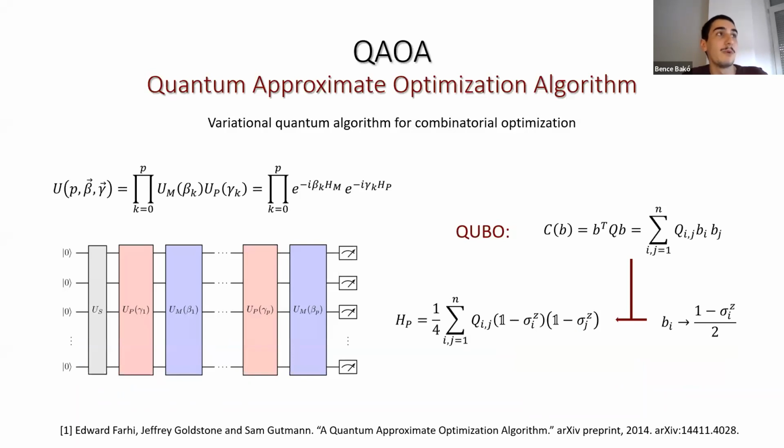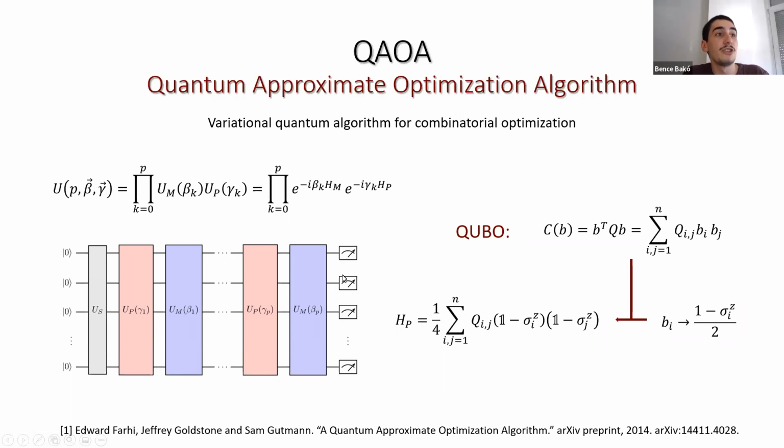But first, very briefly, let's see what QAOA is. It's a variational quantum algorithm for combinatorial optimization. Basically, it uses trotterized adiabatic evolution to get from the ground state of the mixer Hamiltonian to the ground state of the problem Hamiltonian. For this, we first prepare the circuit in the ground state of the mixer. Then we apply the unitary generated by the problem Hamiltonian for some gamma 1 time, then the same for the mixer Hamiltonian, and we do this procedure p times, where p is the number of layers in the circuit.